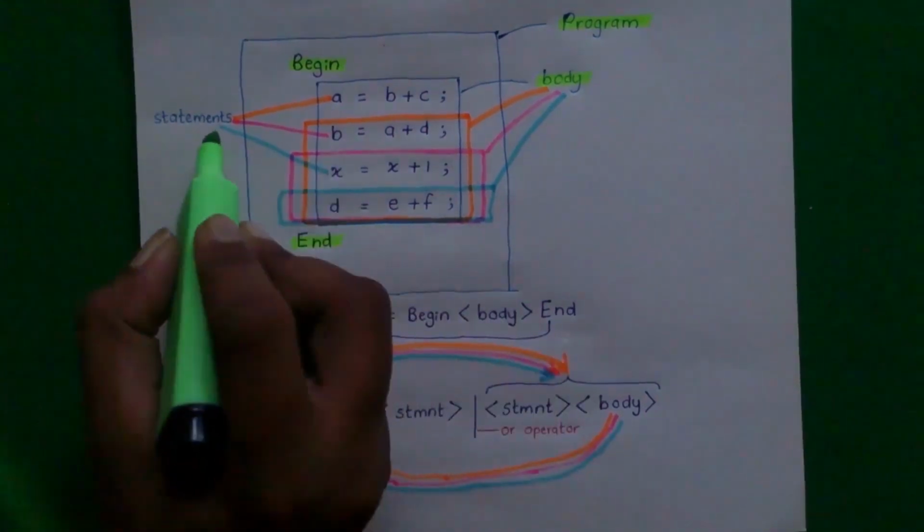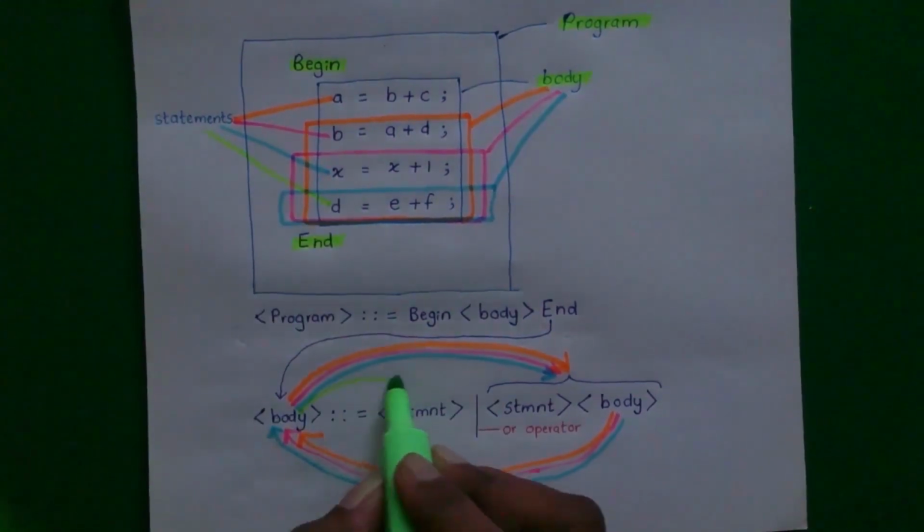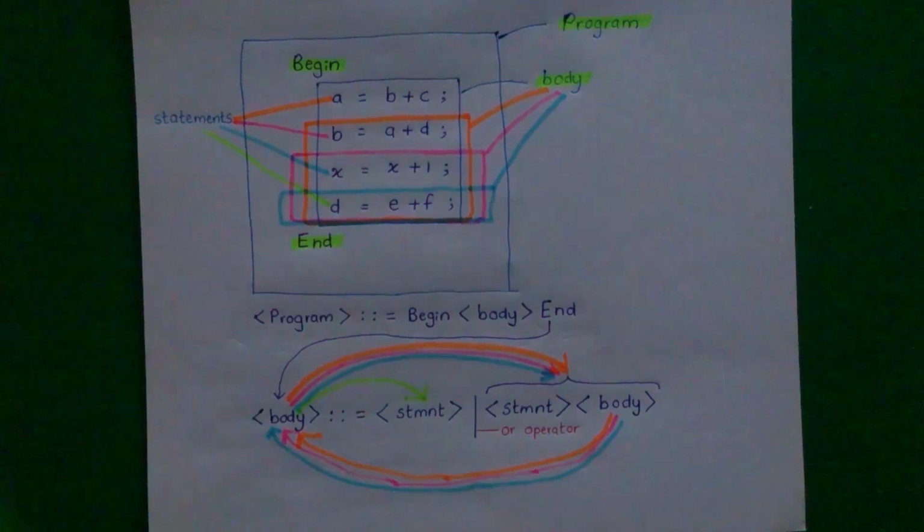Then in the fourth case, we only have D equals E plus F, the last statement. There's no body part under that. So in this case, the body part is only the statement. That is the terminating part of the loop or the recursion. If there is no terminating part on the right hand side of the rule, that grammar is ambiguous. But here we can say that this grammar is complete and unambiguous.